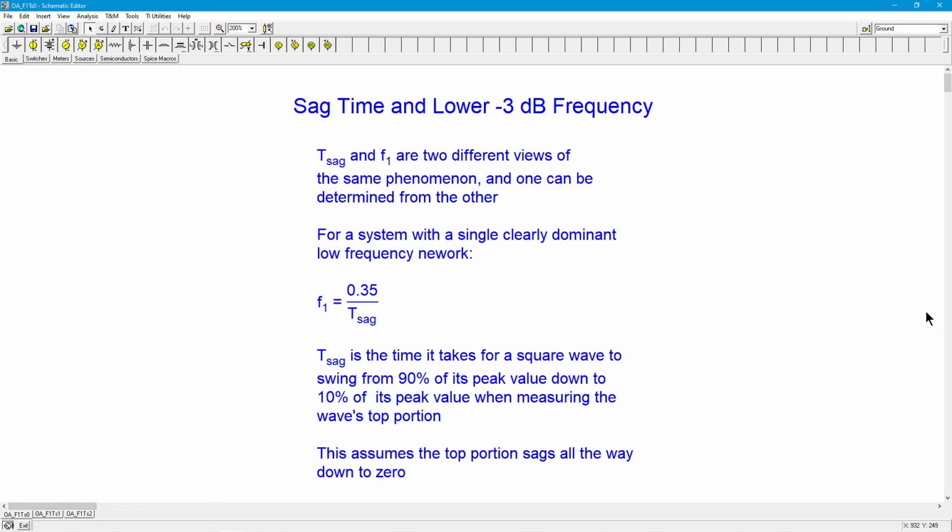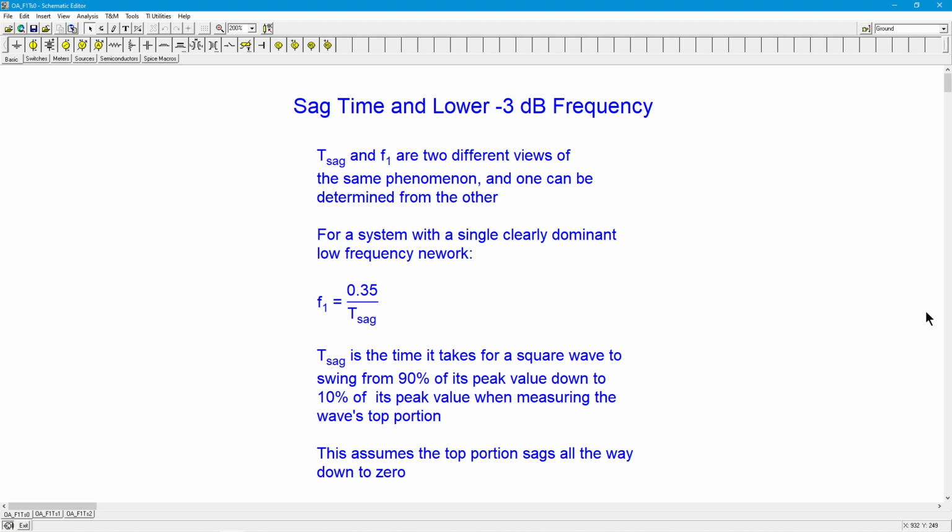And here we go. So sag time. I'll define this in greater detail in a sec. Sag time is associated with the lower 3 dB frequency. And like the rise time F2 relationship, the sag time F1 relationship are related. They are sort of two views onto the same phenomenon. As I said in the other video, you could think of this as looking at a statue in a room from two different windows. You have two different views, but it's the same thing that you're looking at.